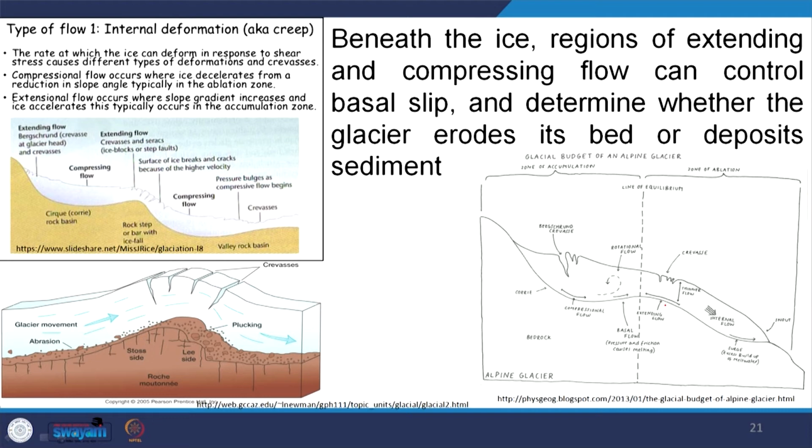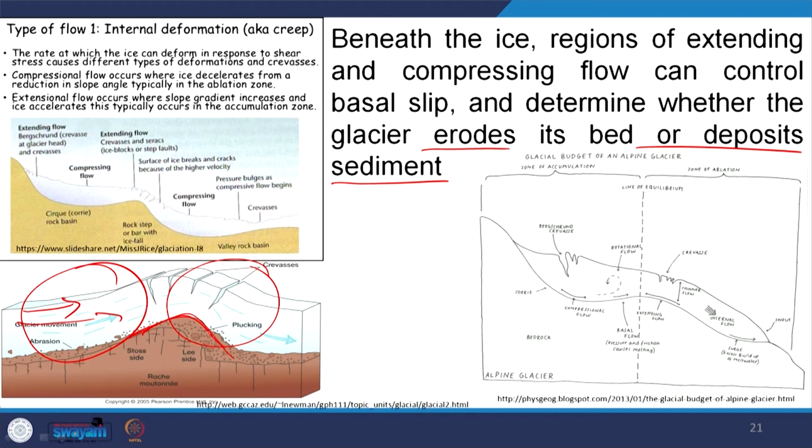Beneath the ice, regions of extending and compressing flow can control basal slip and determine whether the glacier erodes its bed or deposits sediment. It is very interesting to see. Within that glacier movement, whether the glacier will erode material or deposit depends upon which type of flow is associated. For example, here this is the glacier movement and this area is representing compressional flow and this area is representing extensional flow. So, once the glacier is moving in this direction and its movement is restricted by this, ice accumulation occurs. So, the thickness of ice becomes more, and due to this ice mass accumulating here, the shear stress is higher. If it is moving here, shearing on this bedrock surface is more, so that abrasion occurs, and more abrasion topography will be confined here.